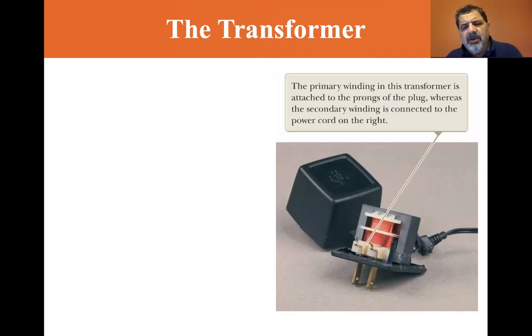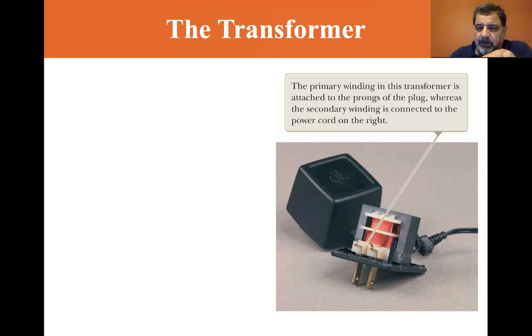Now, you can get a lot of eddy current losses in these transformers. So quite often, if you've ever seen a transformer, you'll see that it's made of laminated plates, and that reduces the eddy current losses. And we can get anywhere from 90 to 99% of the flux that goes through the primary going through the secondary coils. So they can be pretty efficient.